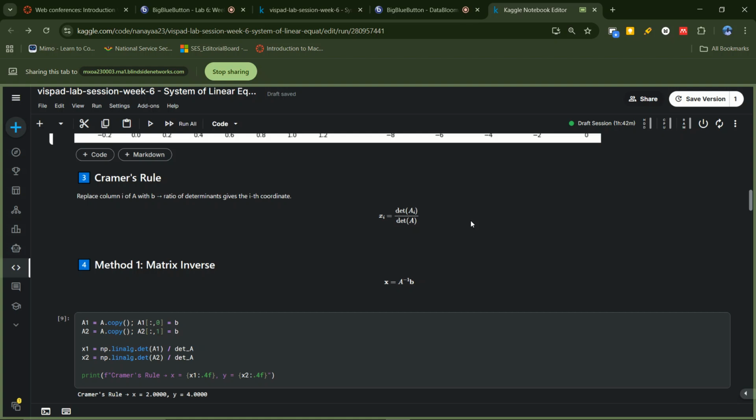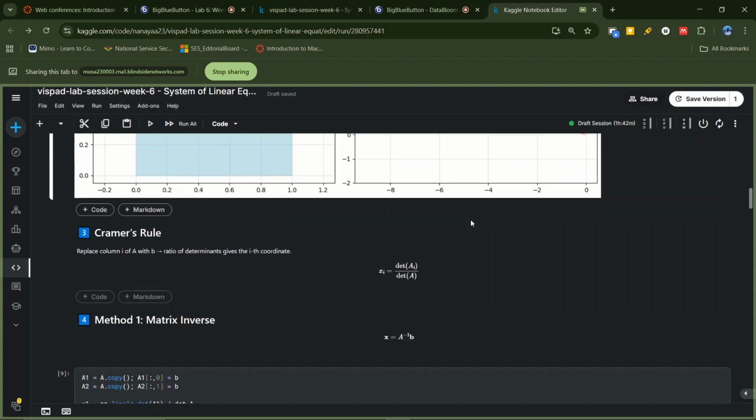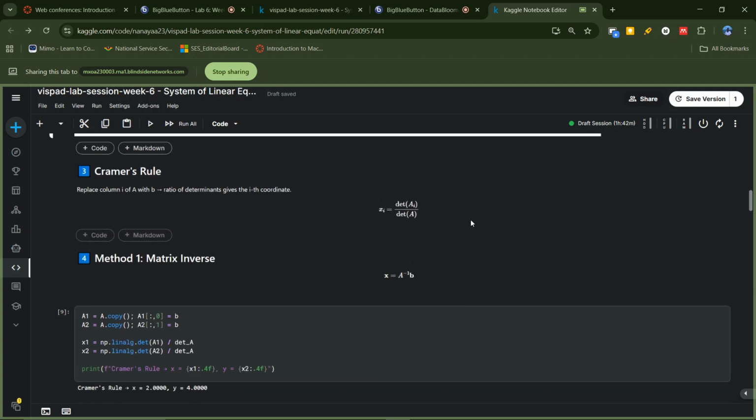What I'm trying to say is there are so many ways to solve for your unknowns, and you understand how different machine learning models make use of these concepts. So a third concept is Cramer's rule.